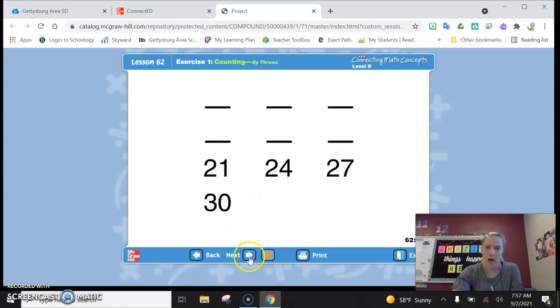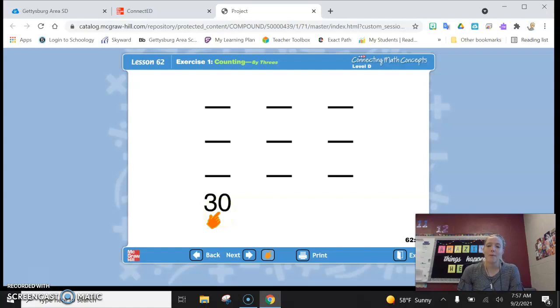Good job. Let's make it a little harder than we did last time. Now I'm only giving you the very ending number. So we're still starting with 3. We're going the whole way to 30. Here we go, starting at 3. 3, 6, 9, 12, 15, 18, 21, 24, 27, and 30.